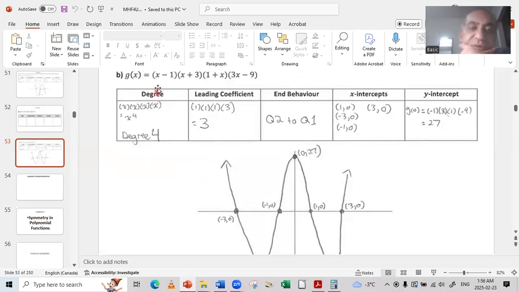And by the way, guys, how did we get these intercepts without graphing? We say all this will equal 0. If x minus 1 equals 0, then x will equal 1, giving the point 1 and 0. Then x plus 3 equals 0, so x will equal minus 3, giving minus 3 and 0. The third point, 1 plus x equals 0, then x will equal minus 1.